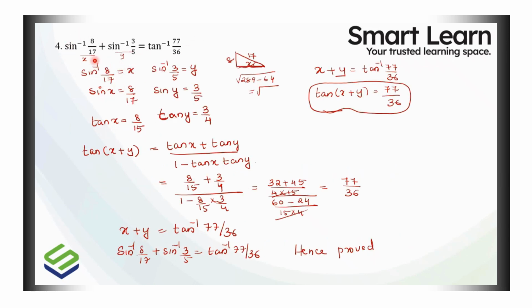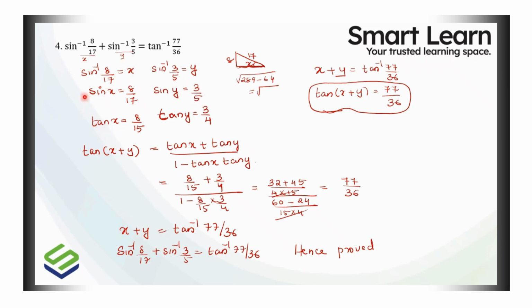Next, we will discuss another type of question. This type of question is the proving question. So in this, what will you take? I need tan. Here on the RHS there is tan inverse, so I have to make this in the form of tan. How will I make it? First, I will take this as x, this as y. So sine inverse of 8 by 17 is x, which means sine x is 8 by 17. Sine inverse of 3 by 5 is y, which means sine y is 3 by 5.